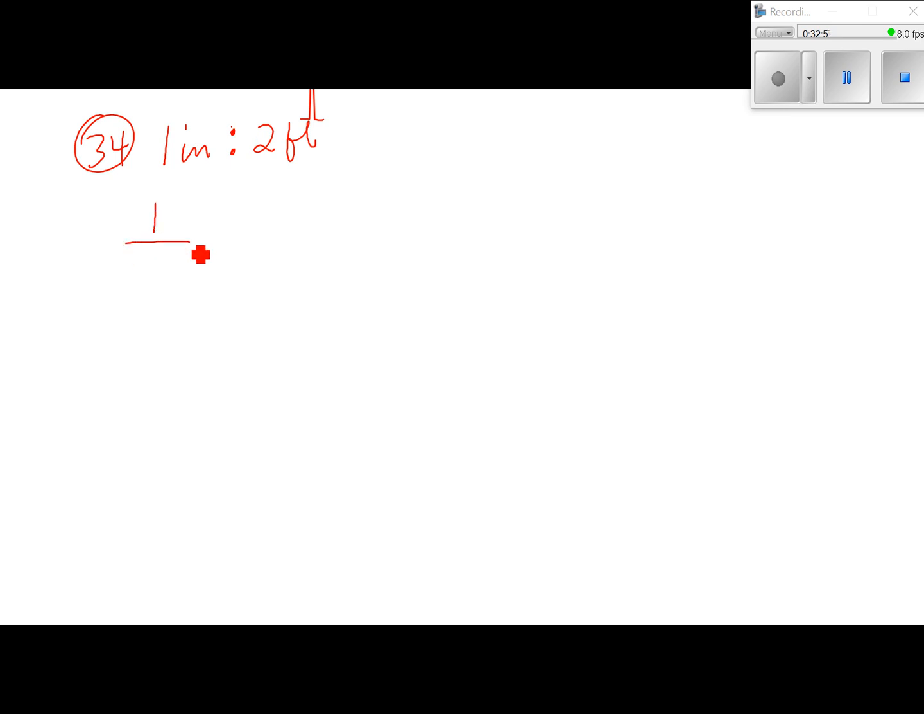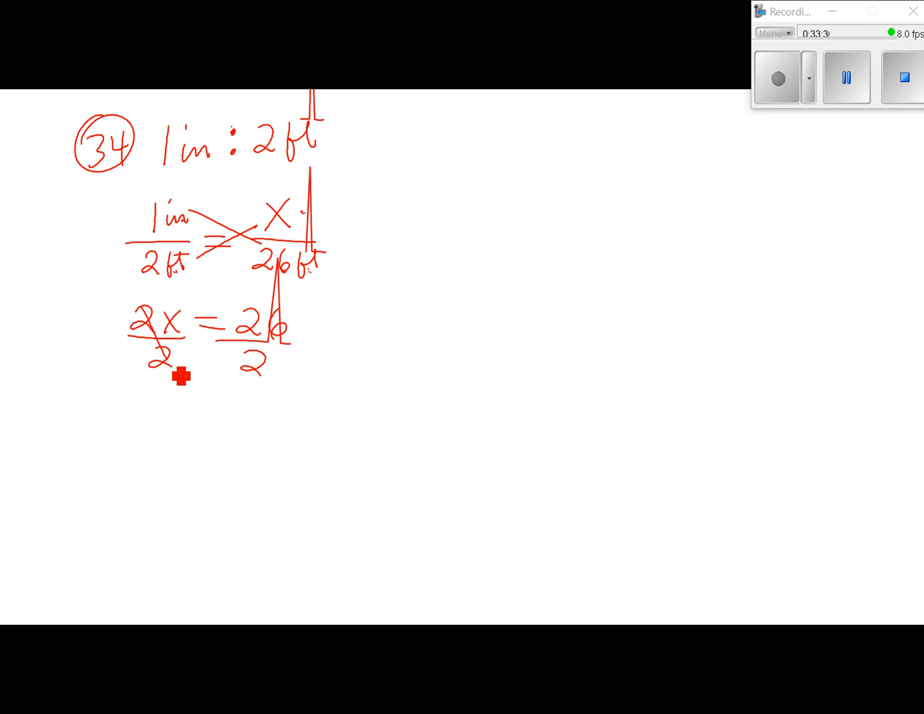So we're going to say 1 inch compares to 2 feet. And they said the real house is 26 feet wide. So then that has to go on the bottom. And we're trying to figure out what the model house is. So we don't know that, so that's going to be our x. We cross multiply, we get 2 times x. Cross multiply this way, you get 26. Main thing here is making sure you're setting it up right. Feet, feet, inches, inches. So we know our answer is going to be in inches. Divide by 2, x equals 13 inches. So the model would be 13 inches wide.